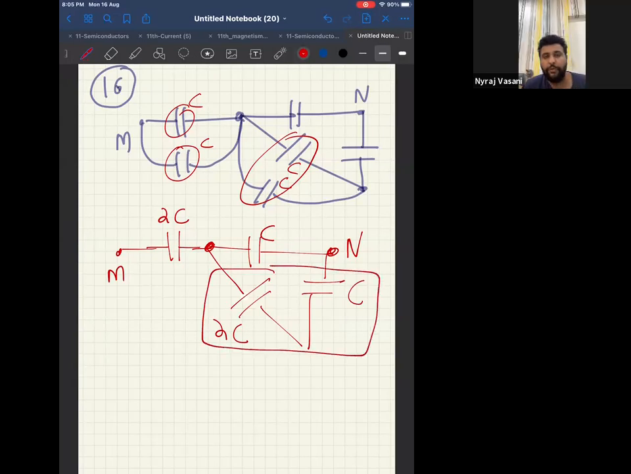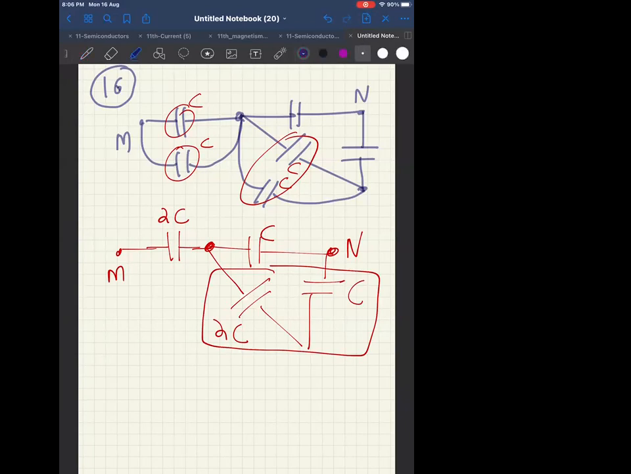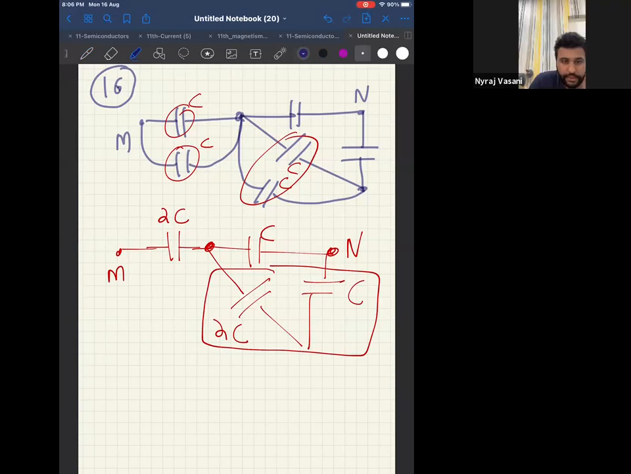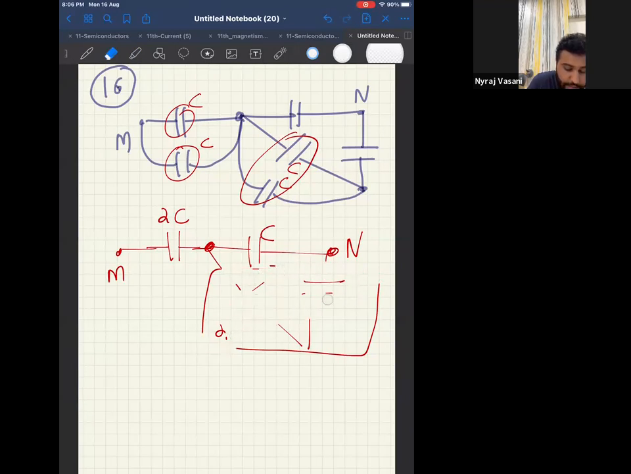Tell me, if 2C and C are in series, what is the equivalent capacitance? What is 2C and C in series? Equivalent capacitance in series, therefore the answer is 2 by 3. 3 by 2 is 1 by C, so 2 by 3 will become C, not 3 by 2. Getting it? Therefore, can I replace this whole thing by 2 by 3?